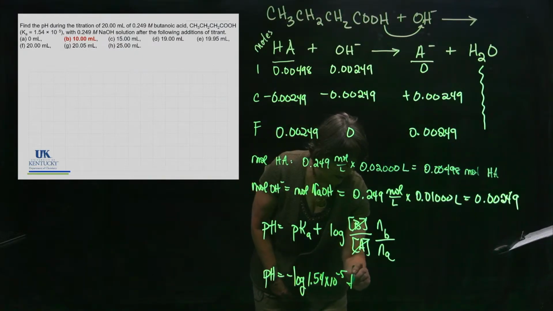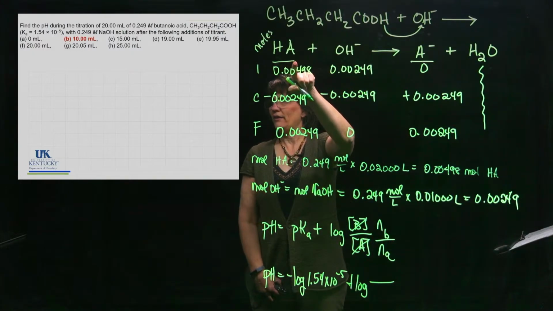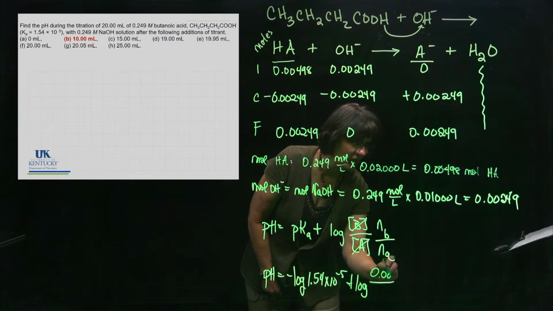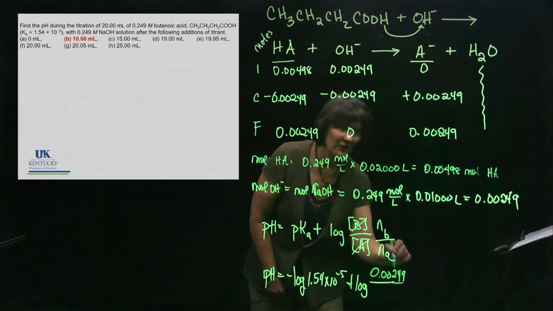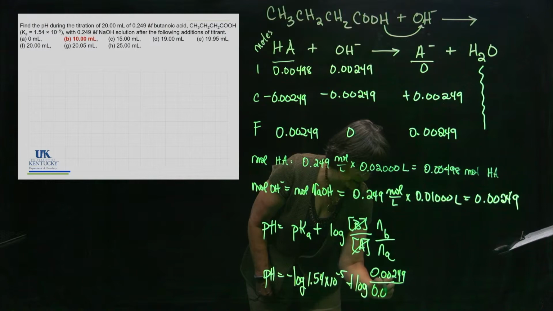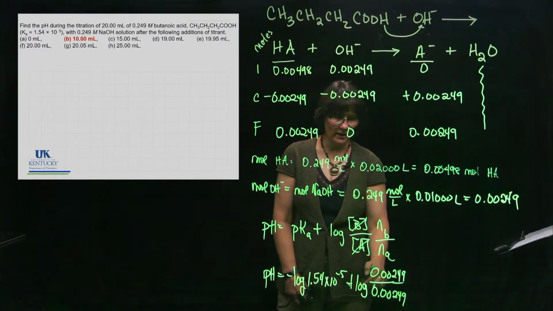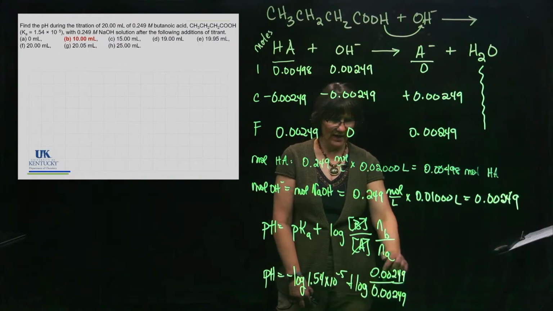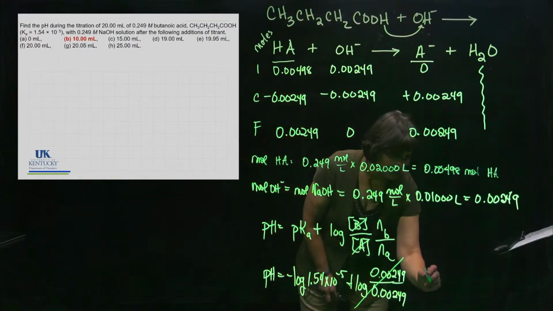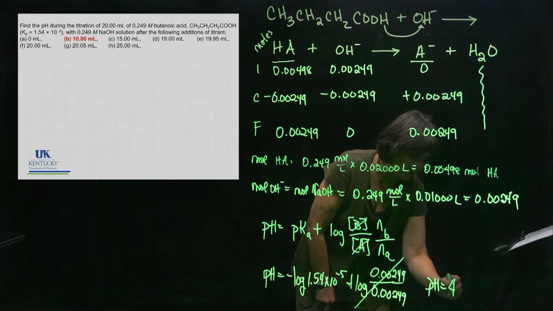that plus the log, and we look for the number of moles of base. Well, this is the acid, this is the base. The number of moles is 0.00249. The number of moles of the acid is this number, 0.00249. Well, the log of 1 is 0, so all of that is going away. The log of 1 is 0, and that gives me the pH equal to pKa, and the value is 4.812.